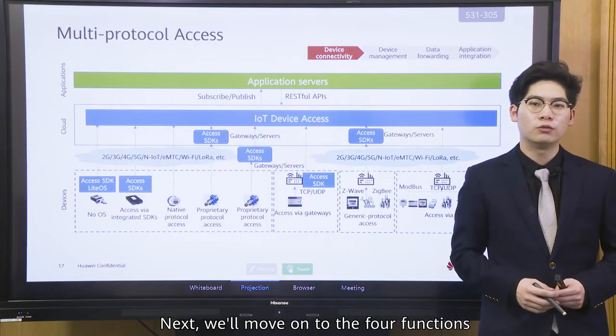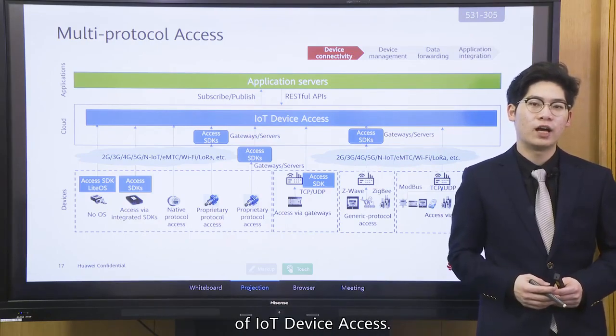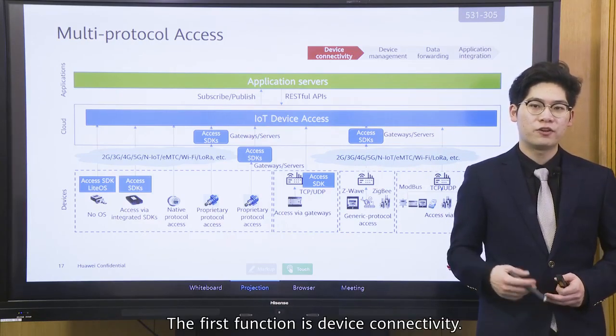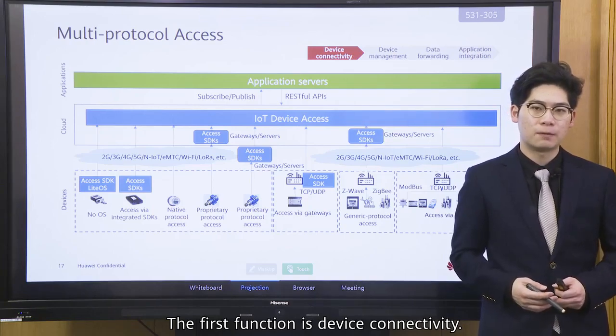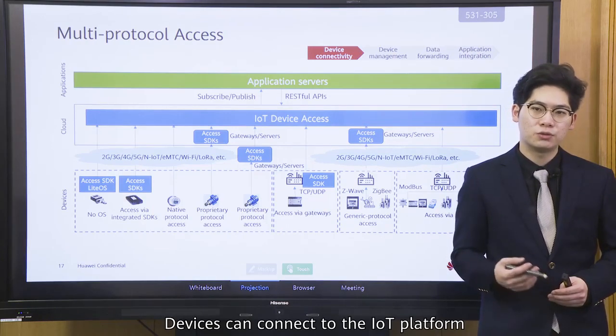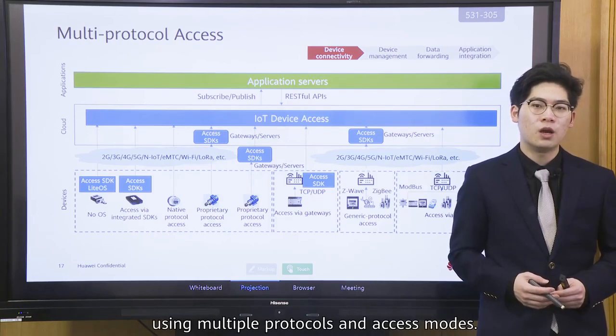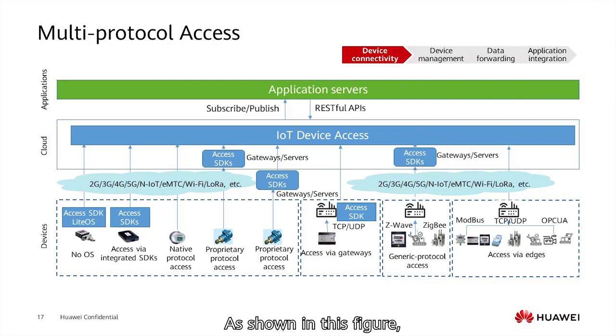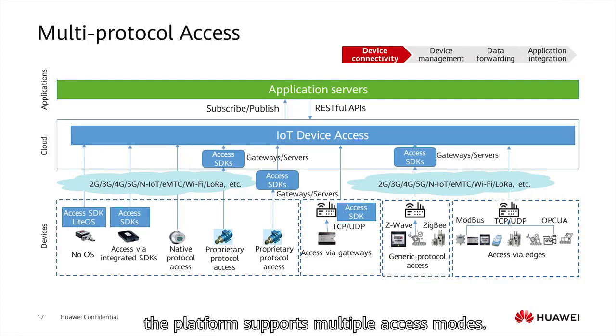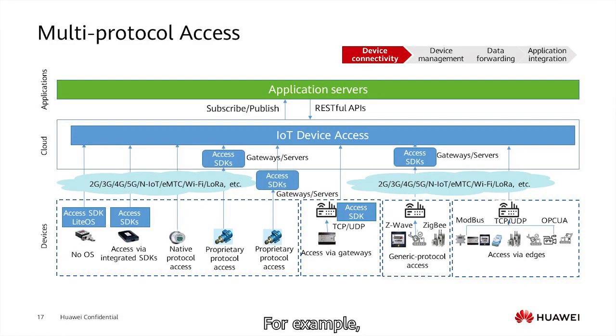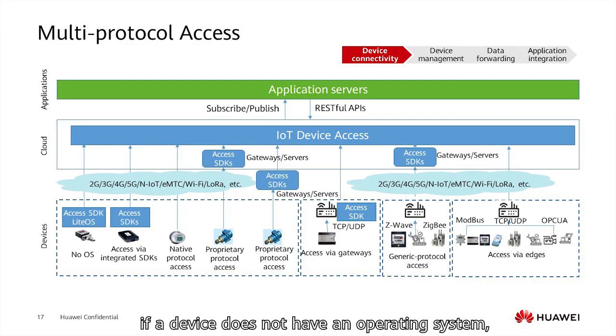Next, we will move on to the 4 functions of IoT device access. The first function is device connectivity. Devices can connect to the IoT platform using multiple protocols and access modes. As shown in this figure, the platform supports multiple access modes. For example, if a device does not have an operating system, we can use the LightOS and Access SDK to connect the device to the IoT platform.